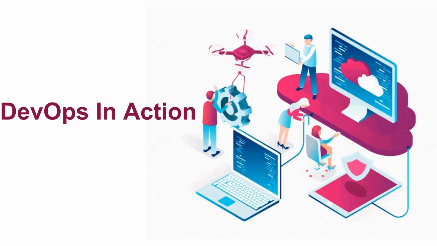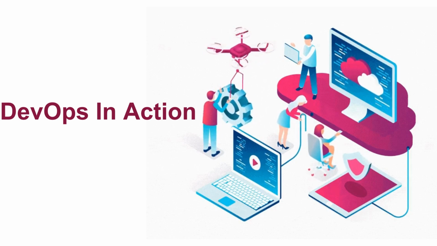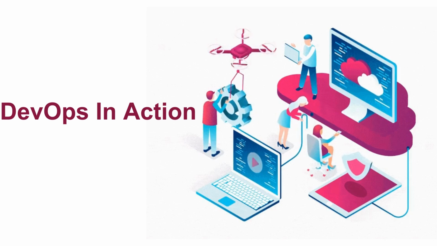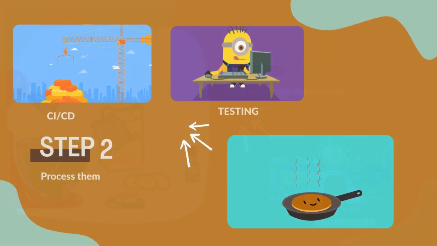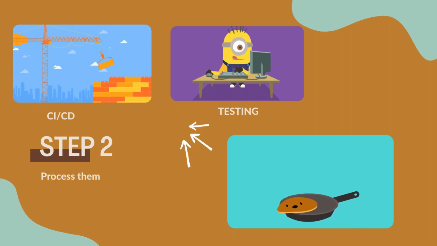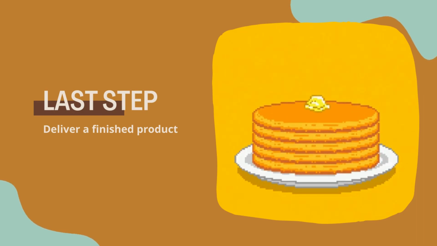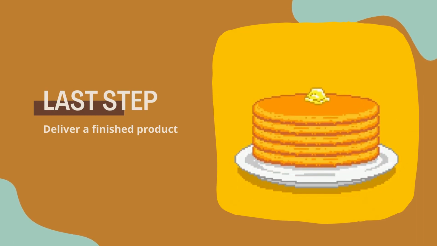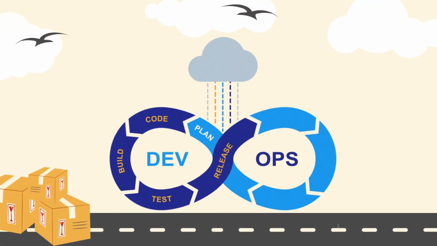So, DevOps isn't just a theory, it's all about putting these principles and tools into practice. Let's take a simplified walkthrough of a DevOps pipeline. A DevOps pipeline is like a conveyor belt in a pizza restaurant. It takes your raw ingredients or source code, processes them, CI/CD and testing, and delivers a finished product, deployment. Now let's take a quick look at this famous infinity loop and name each part of it.